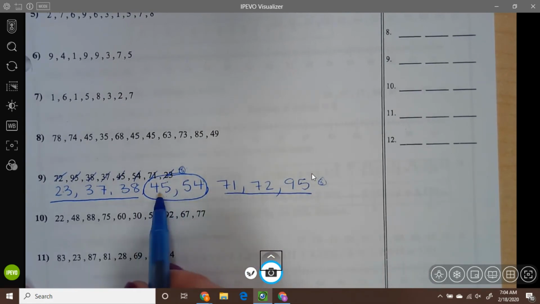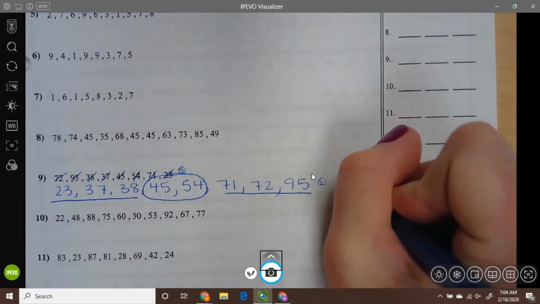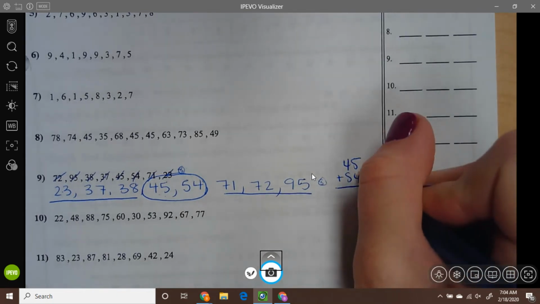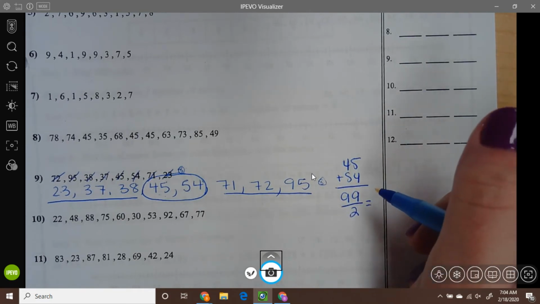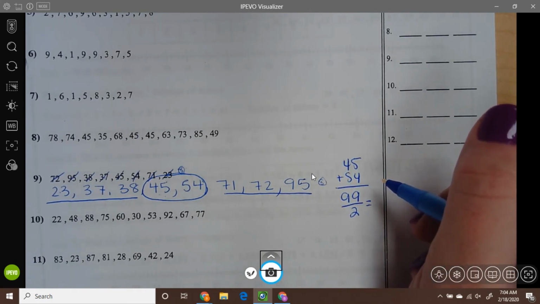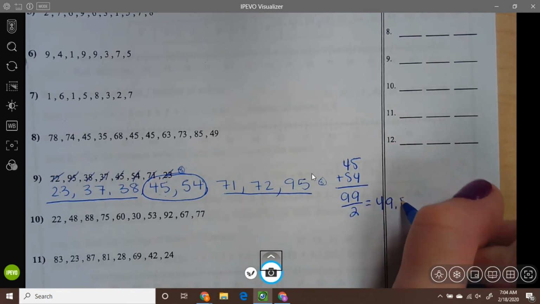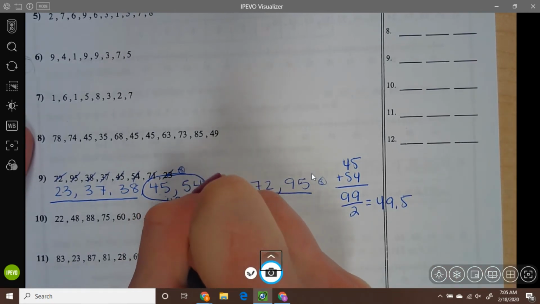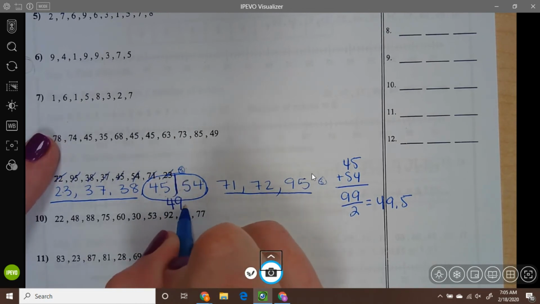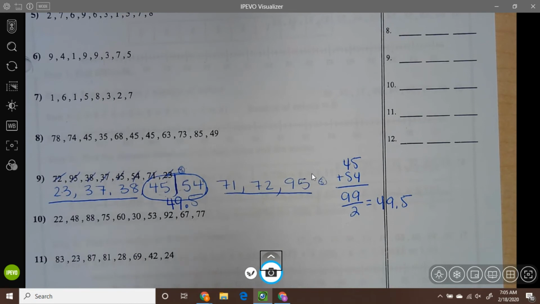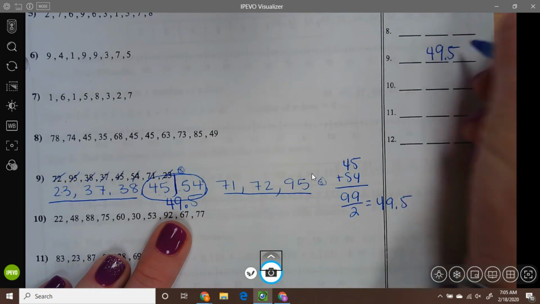It's not very clear cut that there's an exact number between those, so I would want to find the sum and then divide by 2. And that would be 49 and a half. I can always double check myself. Obviously, the mean of these two would have to be in between those, and 49.5 is. So on number 9, in the second spot, I want to write 49.5.